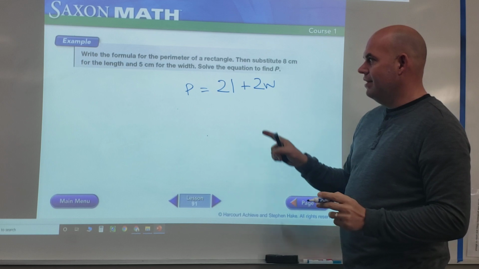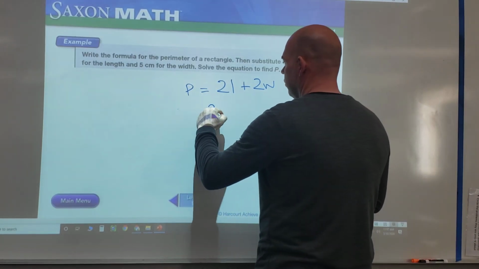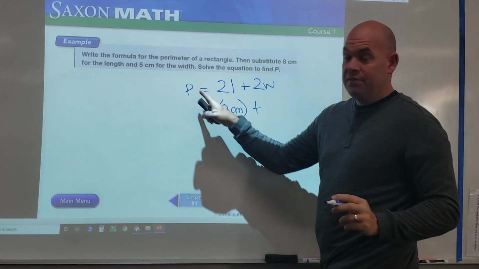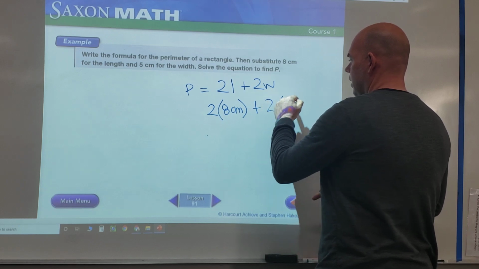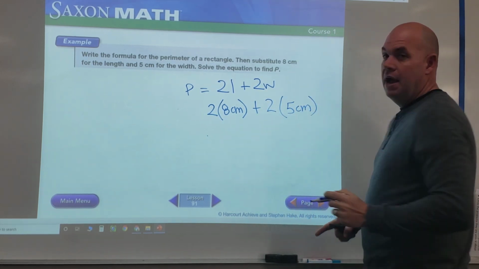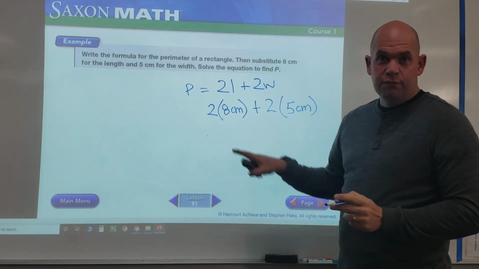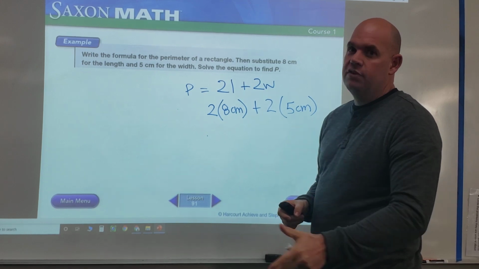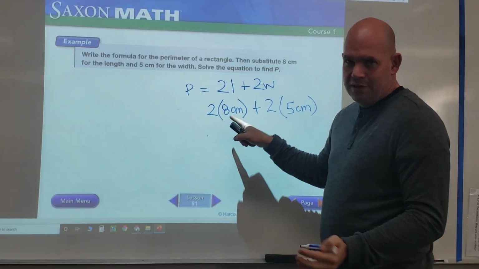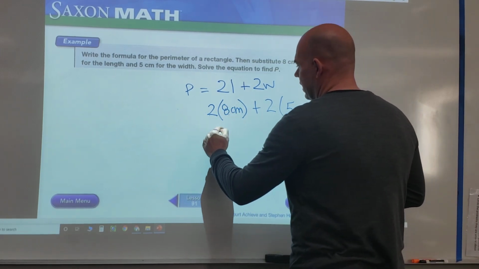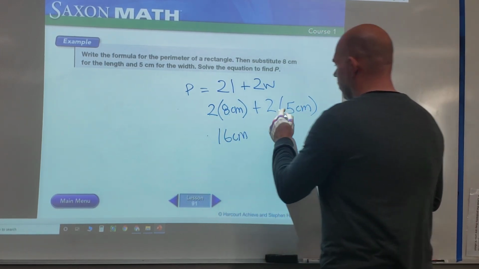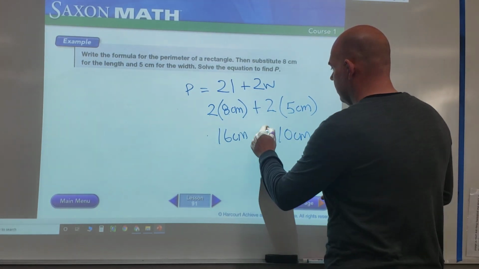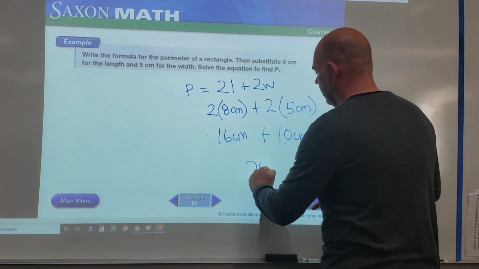Then we want to substitute 8 centimeters for the length. So we do 2 times 8 centimeters plus 5 centimeters for the width, 2 times 5 centimeters. Now remember, we need to do anything in the parentheses first, because our order of operations is parentheses, exponent, then our multiplication, division, then our addition, subtraction. There's nothing to do in these, so we can just multiply the 2 times 8 and get 16 centimeters. Here we do 2 times 5 to get 10 centimeters. Now that we've done our multiplication, we can do our addition. 16 plus 10 is 26 centimeters.